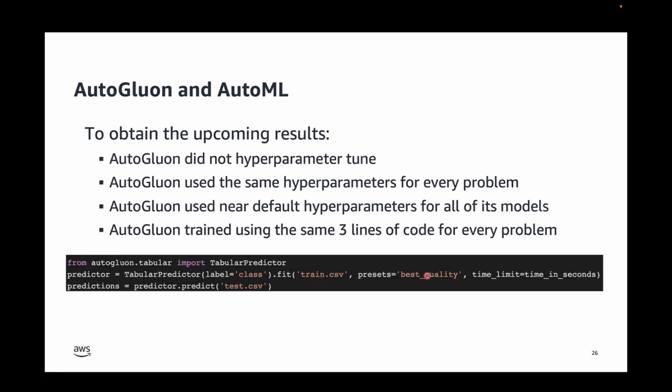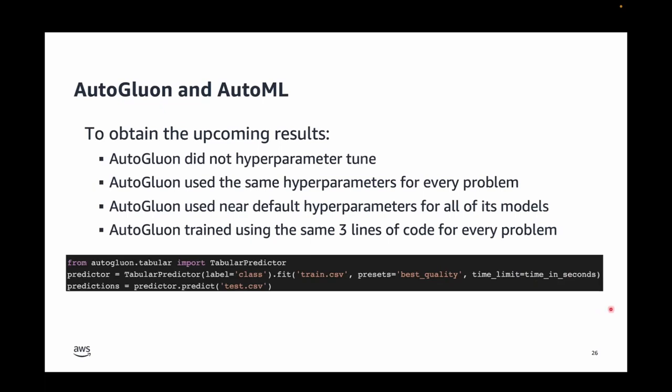And you can select presets, which is one way to control how the model works. By default, it's medium quality, which means you quickly get some predictions. If you want to spend more time, you can use high quality or best quality presets. And finally, you can provide the time limit, which is how many seconds you want to wait for the predictor to train. AutoML tries to respect it with some small rounding errors, but it's pretty close to the time you specify. Then to get the predictions on the test side, you just call predictor.predict. Here again, you can pass either a data frame or a CSV file and get a prediction as a NumPy array or pandas series as well.